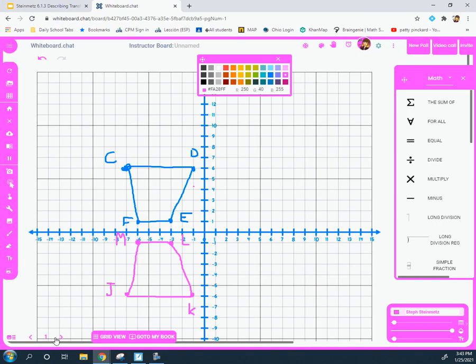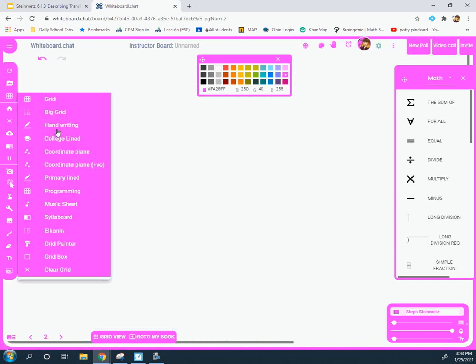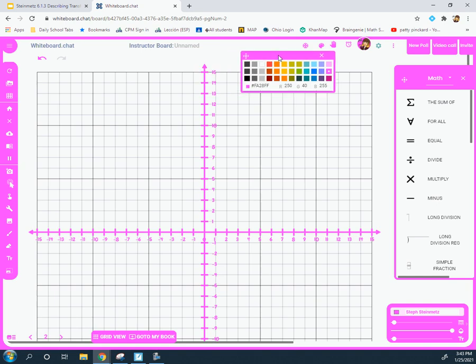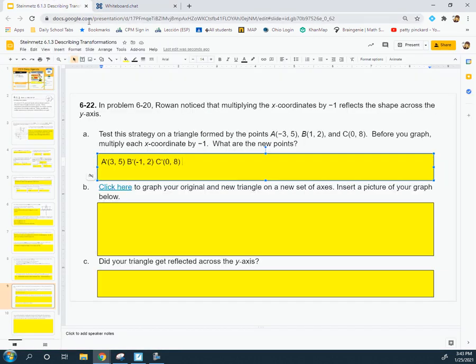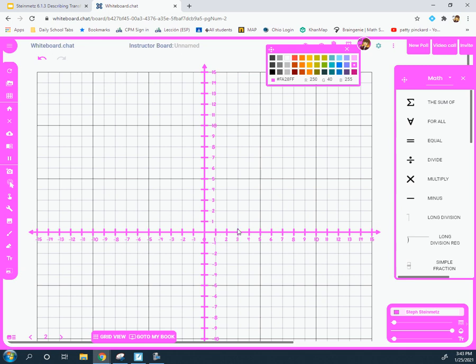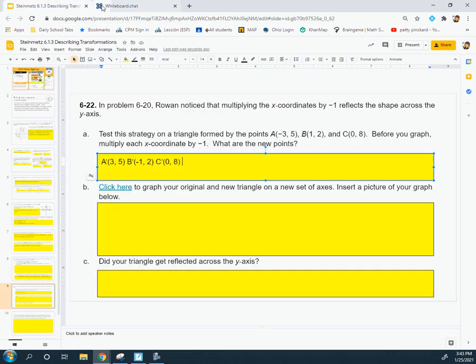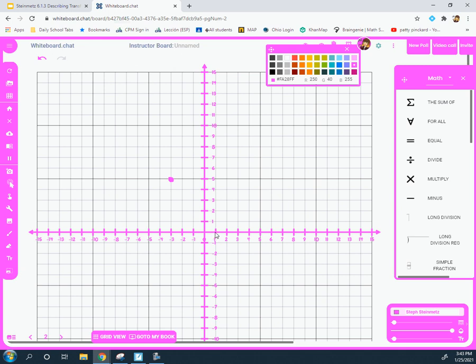Okay. So we have a new graph. My original ordered pairs were -3, 5, then 1, 2, and then 0, 8. And this was A, B, and C.